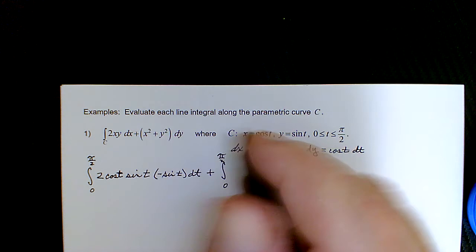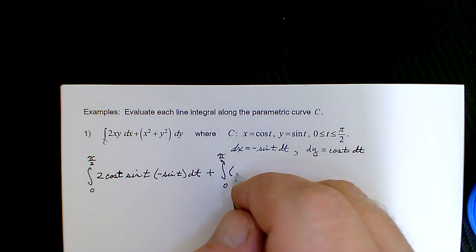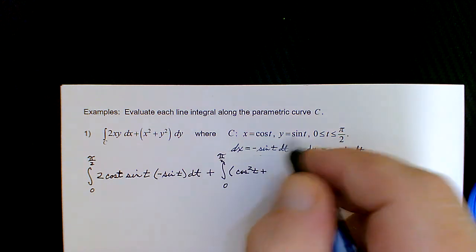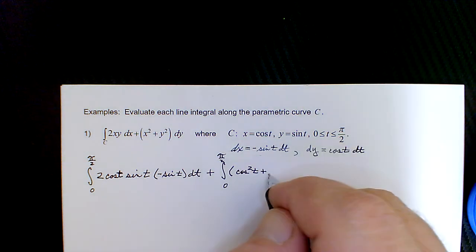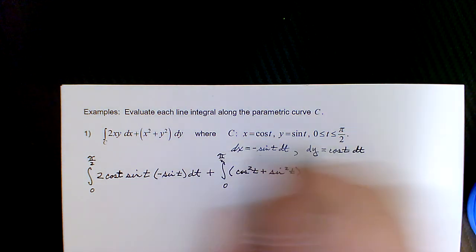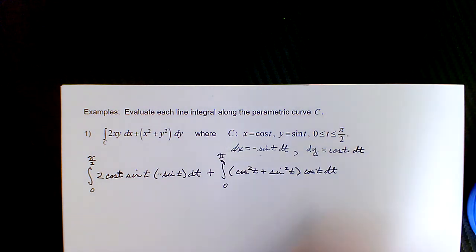So the second piece of x squared, x is cosine t, so that's cosine squared t, plus y squared, y is sine of t, so that's sine squared t, and then times the differential dy, which is cosine of t, times the differential dt.